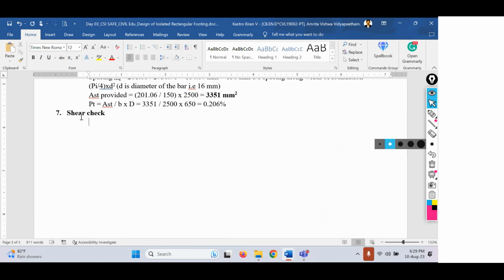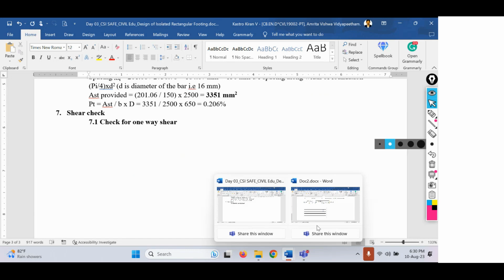So here we are going to get two types of shears in footings. One is called one-way shear and the other one is two-way shear. So let me write it as check for one-way shear. Usually, in order to check for one-way shear, we need to understand one concept here, which is the critical section concept. You take any type of footing, the critical section for one-way shear is considered at a distance d from the face of the column. Let me show you that image first.